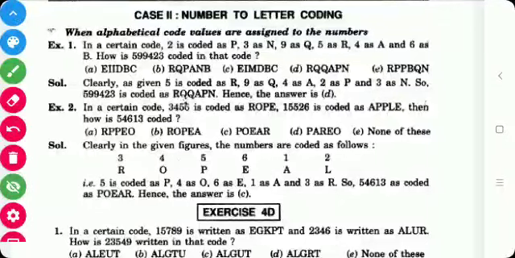Dear students, in this section we will see number to letter coding, matrix coding and substitution. So first we will see number to letter coding.